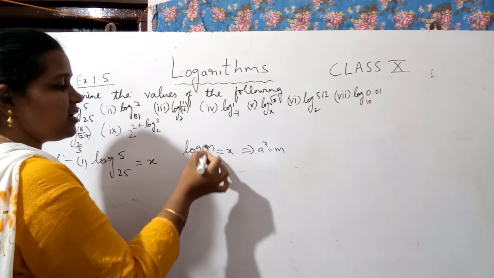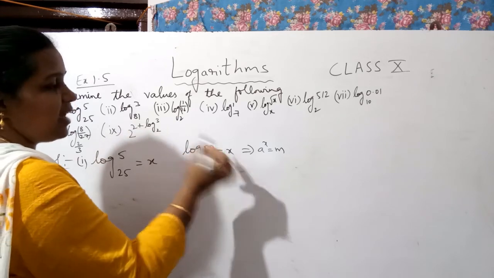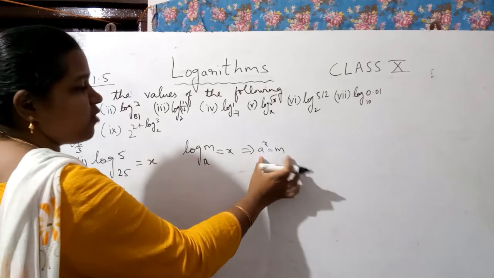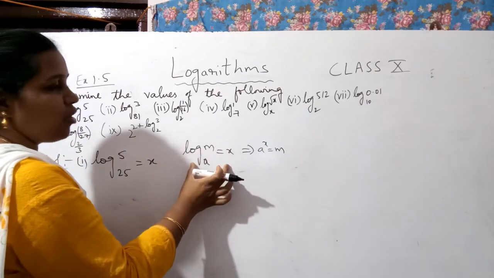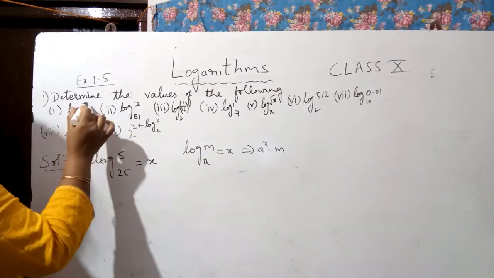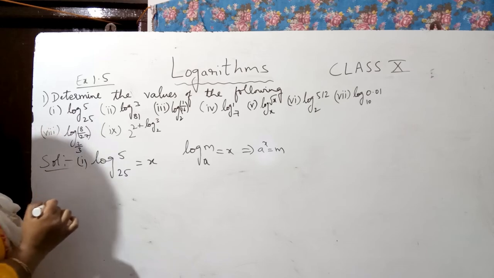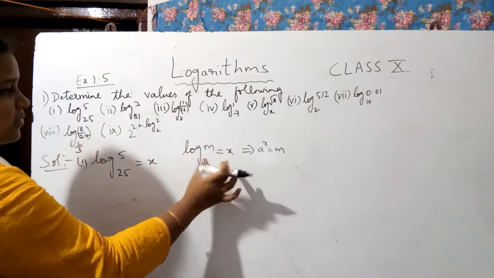Here m is the number, a is the base, x is the power. In exponential form, we write it as a power x is equal to m. The same thing in logarithmic notation looks like this. So we have to find the value of log 5 base 25. We don't know it, so we are taking it as x. Now apply this formula.